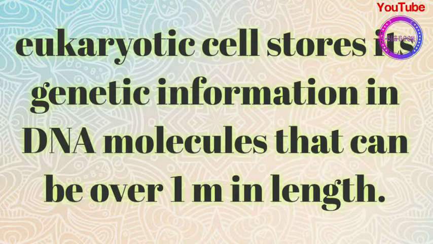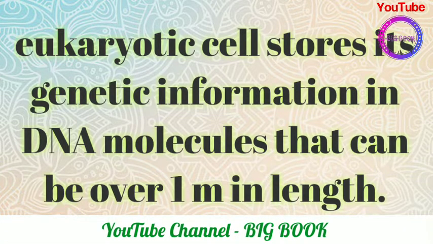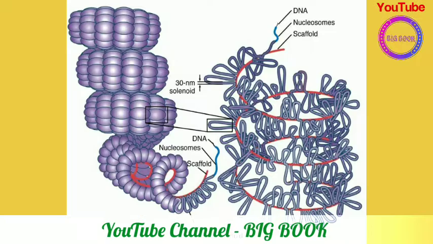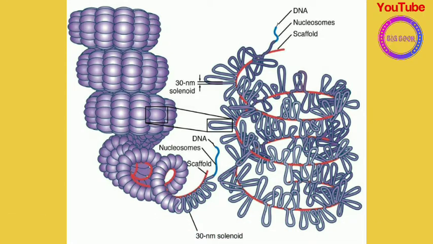The eukaryotic cell stores its genetic information in DNA molecules that can be over 1 meter in length. So if you stretch the DNA of the eukaryotic cell nucleus, it will be 1 meter in length. The following slide shows how the DNA forms the scaffold model, and further the scaffold model forms the thread-like chromosome structure.